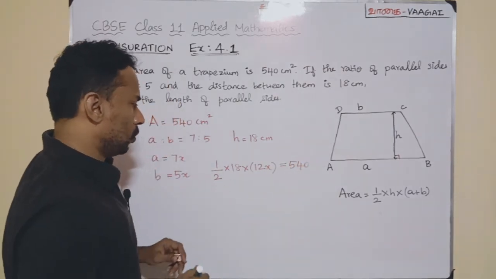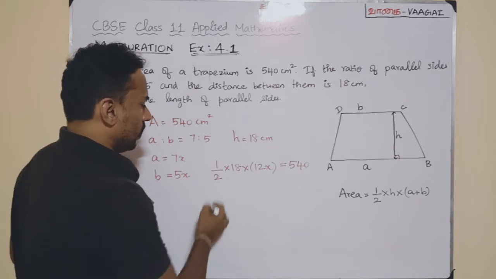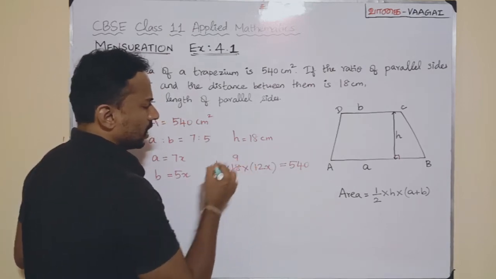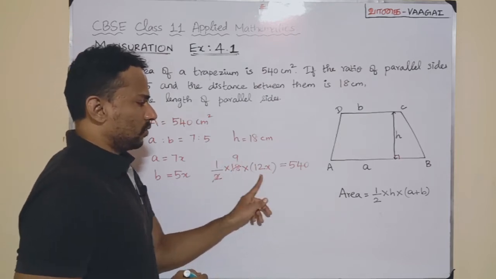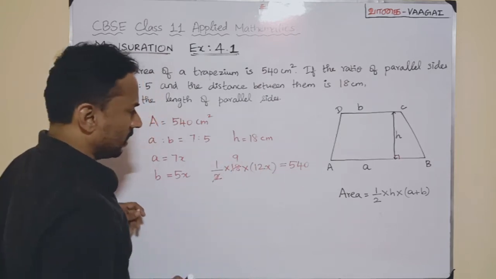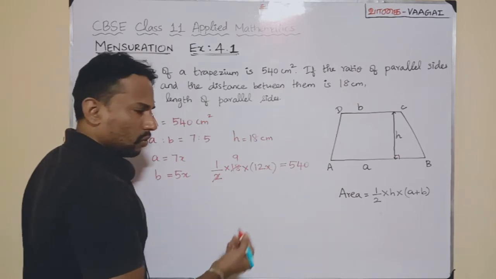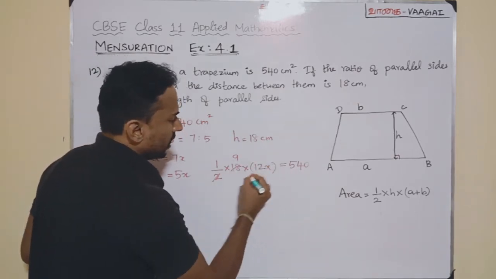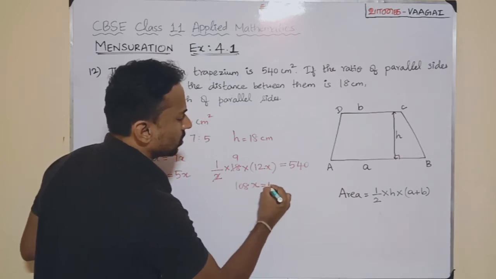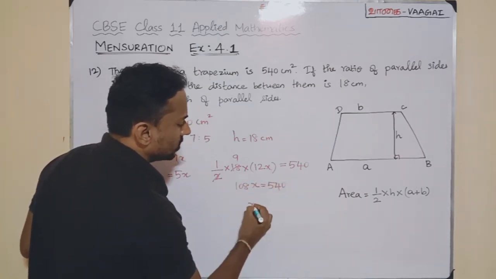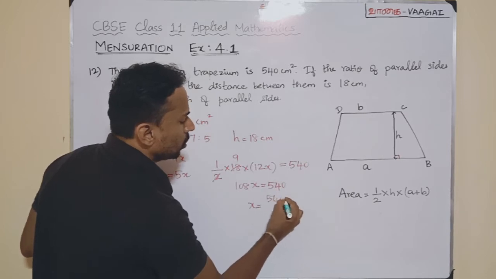Now we will do this calculation. When I cut it, 2 9s are 18, and we have 9 and 12x. 9 into 12x is equal to 540. This is what we have. Either we can multiply it here itself. Let us multiply it here itself. So 9 12s are 108. 108x is equal to 540. Which means x is equal to 540 by 108.